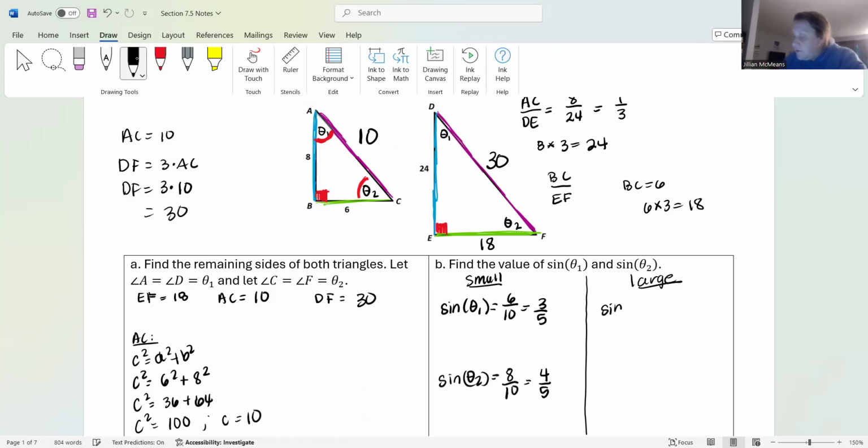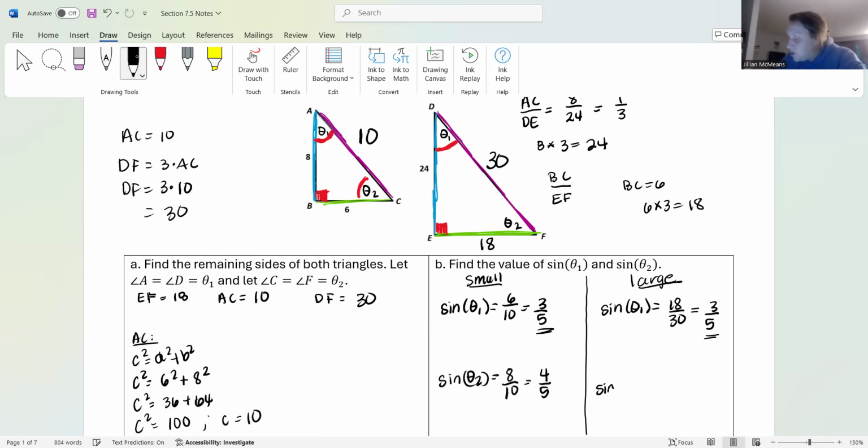Let's do theta 1 first. Sine of theta 1 on the larger triangle. Well, we know theta 1 is up here. The side opposite this has a length of 18, and the hypotenuse has a length of 30. And if we simplify 18/30, 18 and 30 are both divisible by 6. So 18 divided by 6 is 3, 30 divided by 6 is 5. Well, look, we got the exact same value. So this is starting to become fact for us. We're proving it to ourselves that trigonometric functions, when applied to similar triangles, are going to be the same.